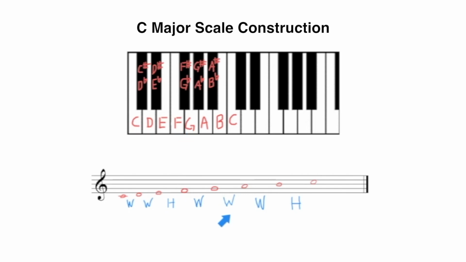Next, we want a whole step from G to A. We have the same situation. G to the black key is a half step. Black key to A is another half step, so G to A is a whole step. And then A to B is the same situation. A up to the black key is a half step. The black key to B is another half step, making A to B a whole step.